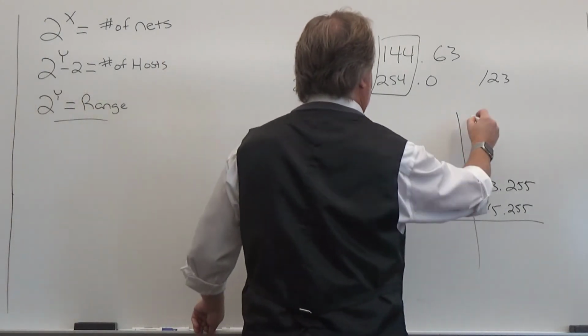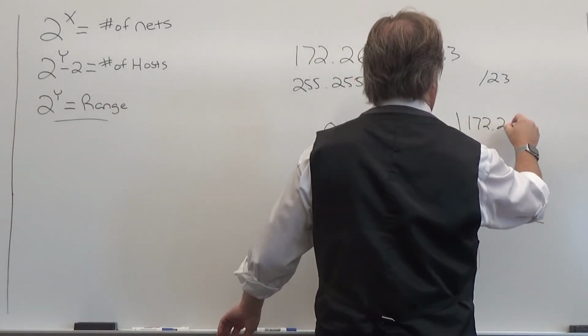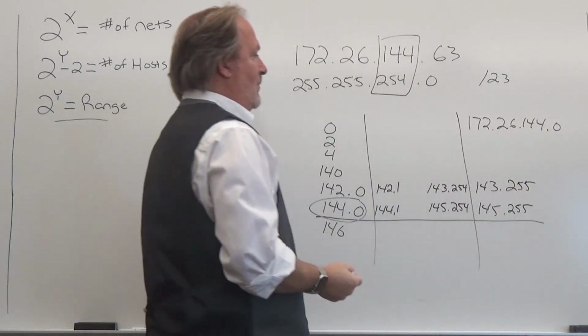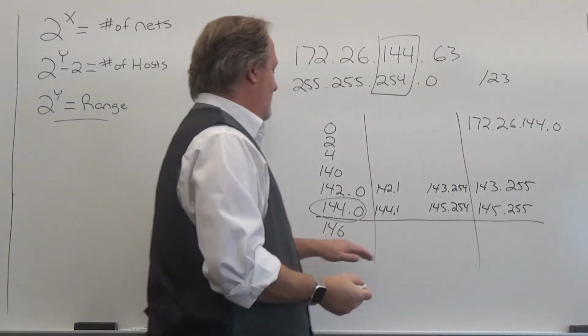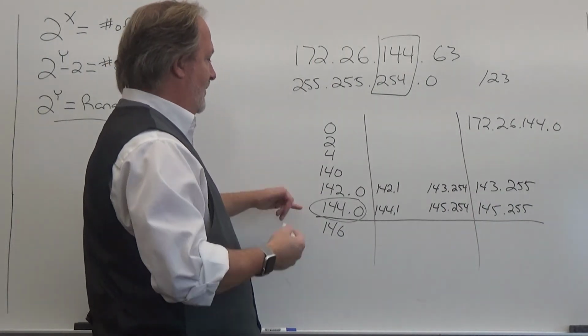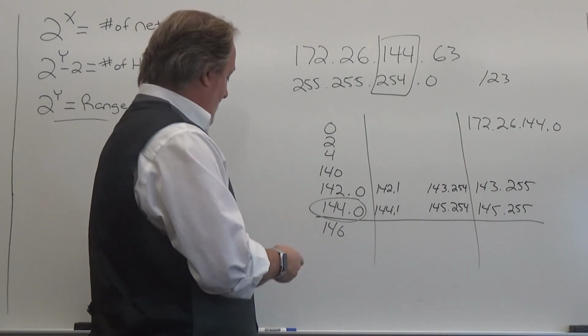So it would be 172.26.144.0. That would be the subnet that I belong to. Remember, again, I tend to call this the network ID. Sometimes Cisco calls it the network, a bunch of different names. But you get the idea.